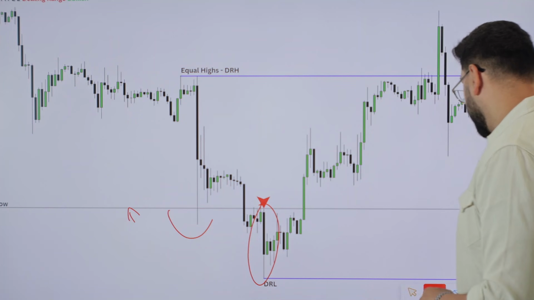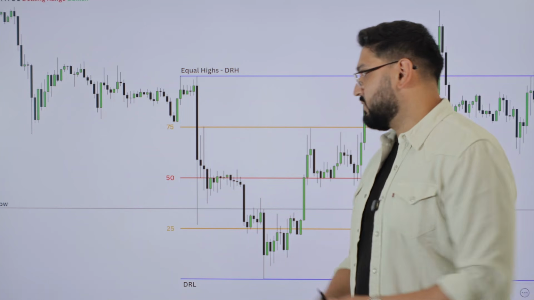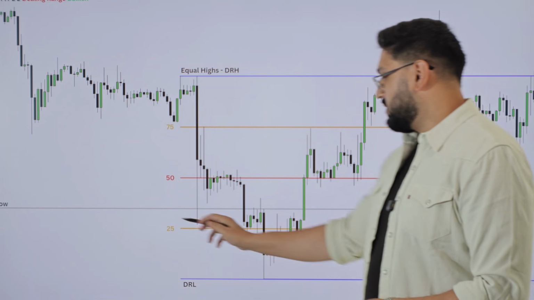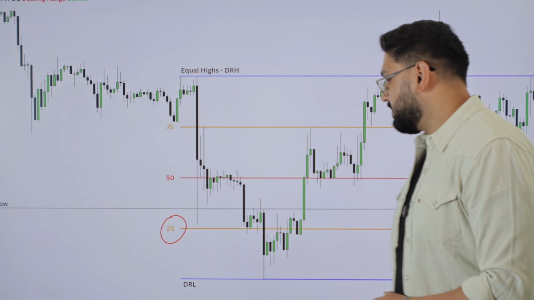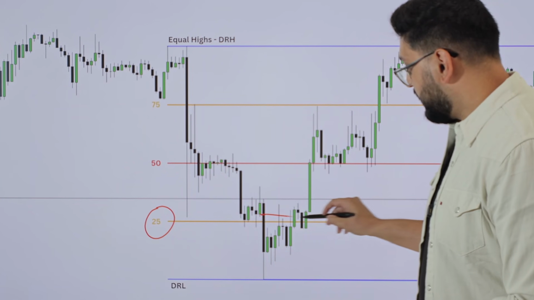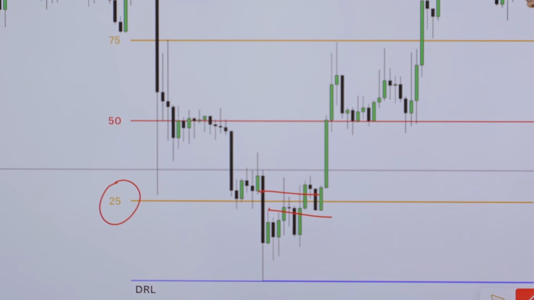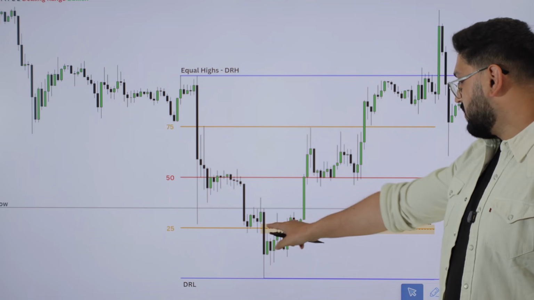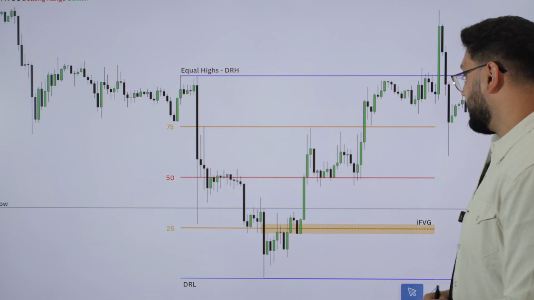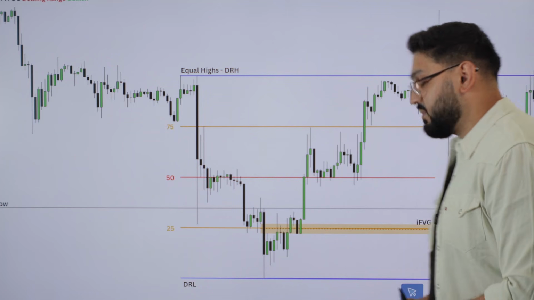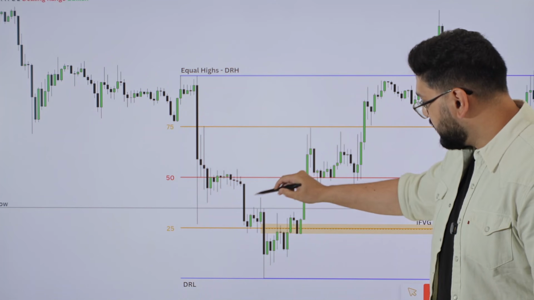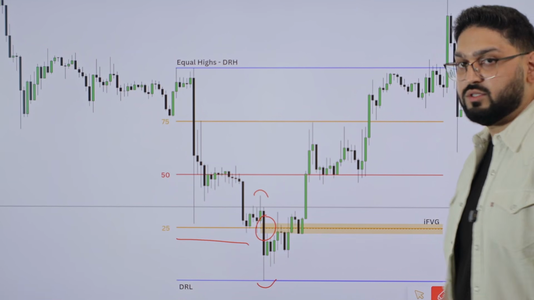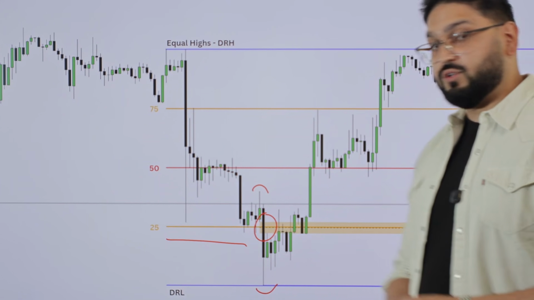Now, watch what happens. When we plot our DRT levels from our dealing range high down to our dealing range low, I want you to note the 25 DRT level over here. Notice we have a fair value gap here that overlaps that 25 DRT level. Also note the consequent encroachment, which is that black line. This is our inversion fair value gap, because inside of the swing that raided the sell side liquidity, that sell side imbalance becomes our high probability inversion fair value gap.